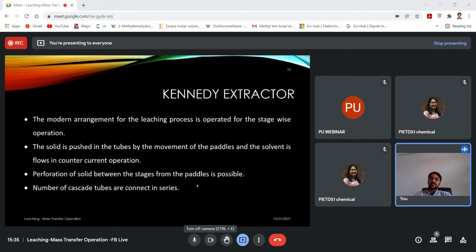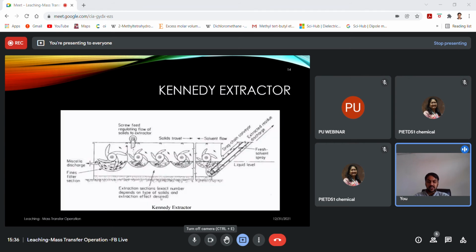So what happens in the Kennedy extractor? The leaching is done in a stage-wise operation. The solid is pushed through the tubes by the movement of paddles, and the solvent flows in counter current operation. So percolation of solid between stages by the paddle is possible. A number of cascade tubes are connected in series. So these are the cascade of the tubes, and the solid can travel through them.